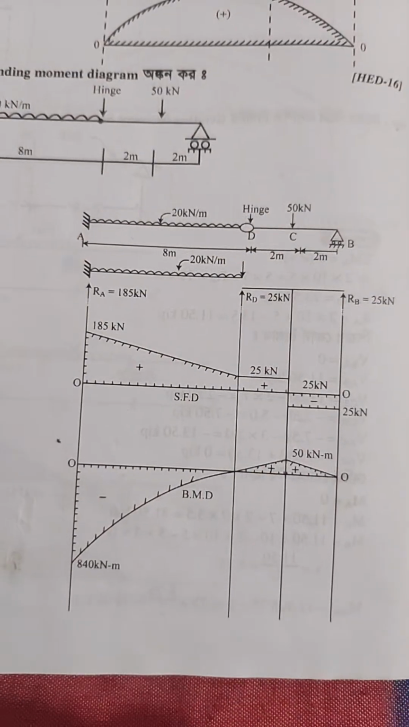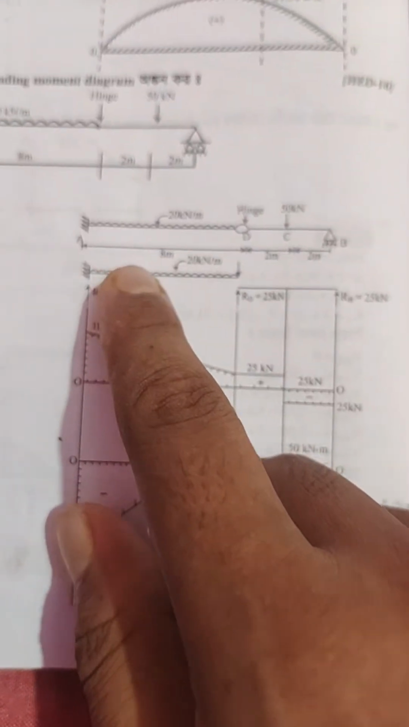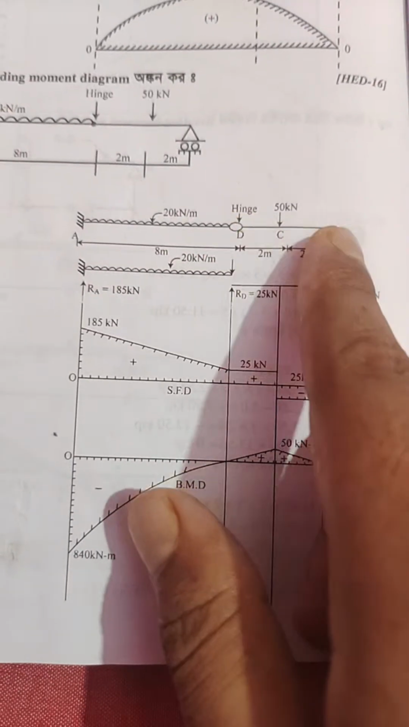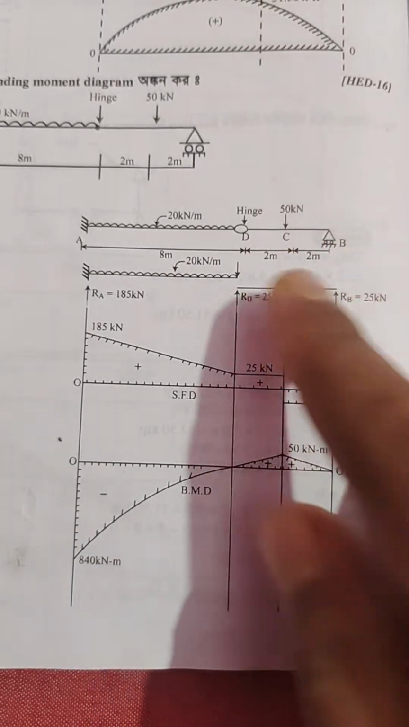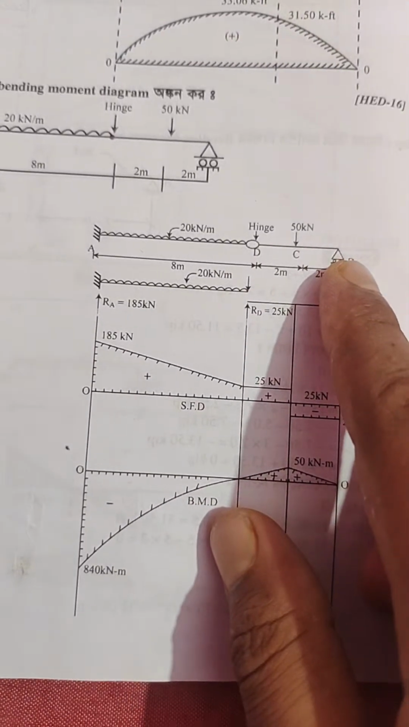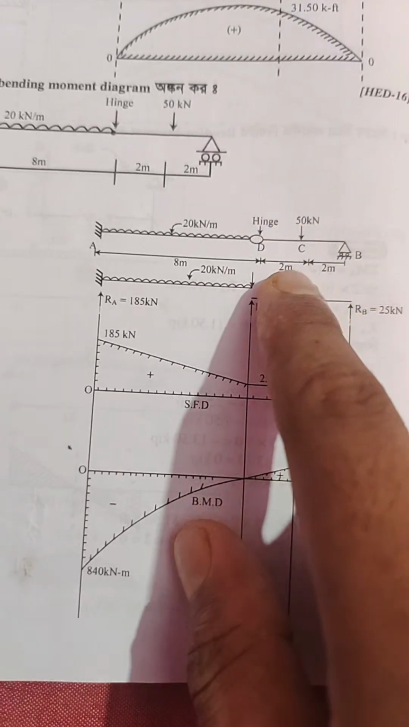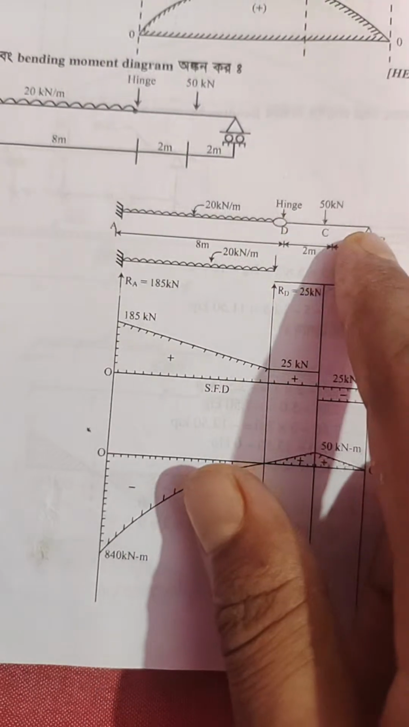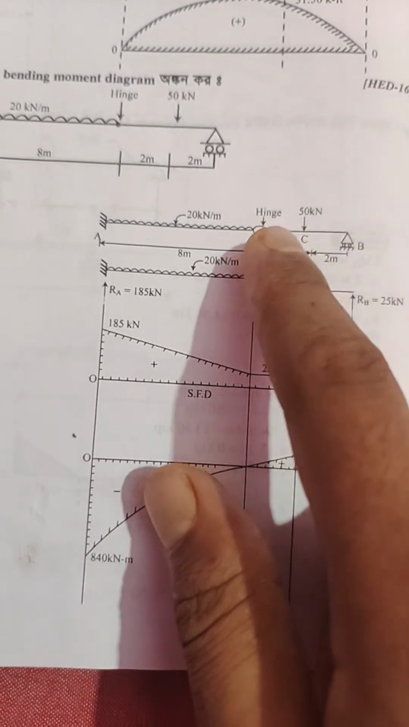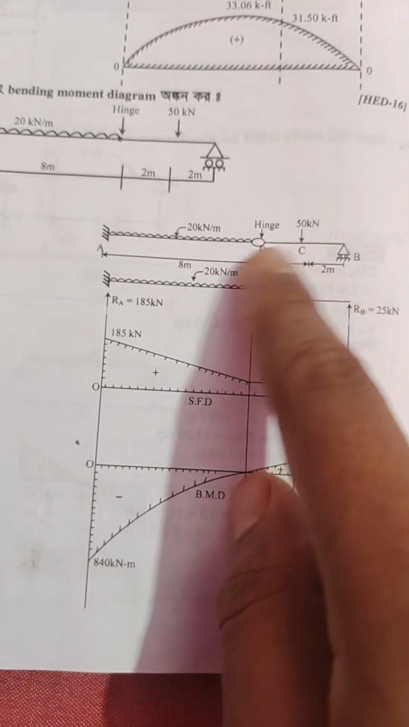So first we will find the reactions. First analyze the right span, D and B. The total point load is 50 kilonewton, placed at the center of the 4 meters. So the reaction at D equals 25 and at B equals 25 kilonewton. This is the 25 at the hinge. So the hinge acts downward on the left span.